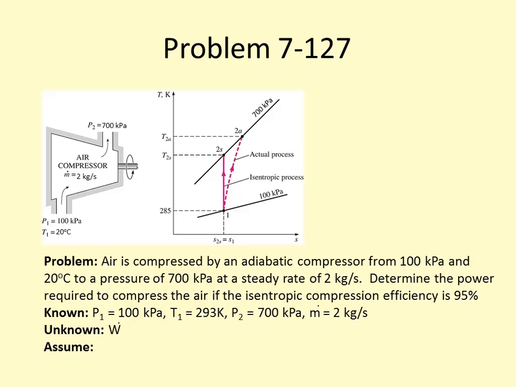So we have this time air is compressed by an adiabatic compressor from 100 kilopascals and 20 Celsius to 700 kilopascals at a steady rate of 2 kilograms per second. Determine the power required to compress the air if the isentropic compression efficiency is 95%. Okay, so in this case, we have air. We're not providing any active cooling. We're just comparing to the isentropic case.